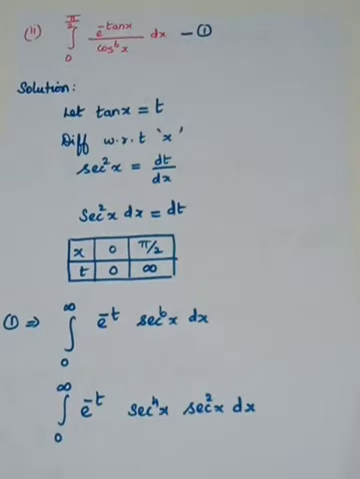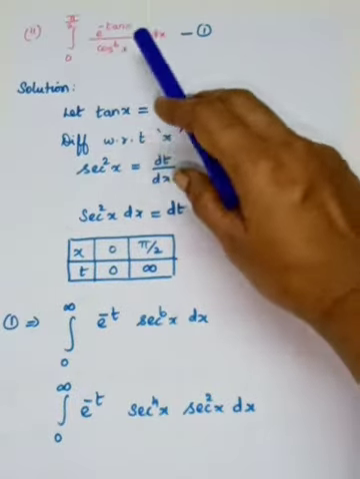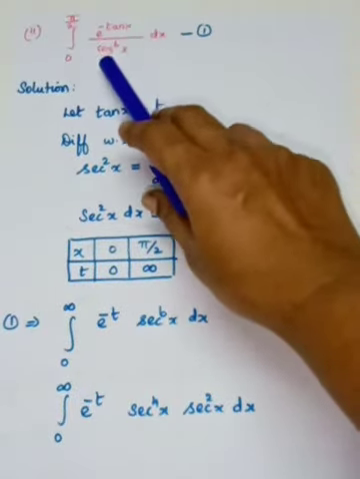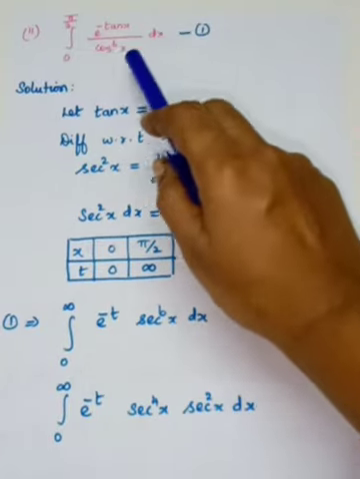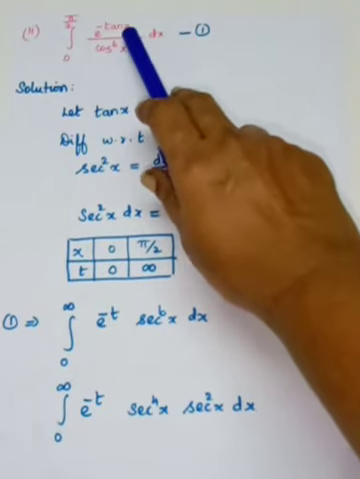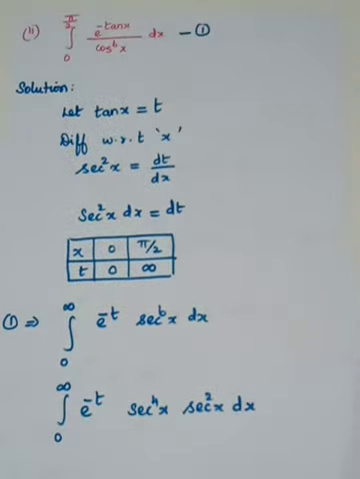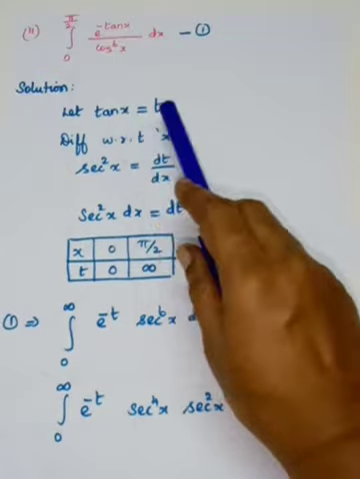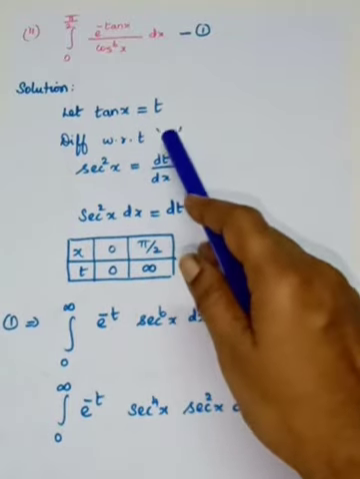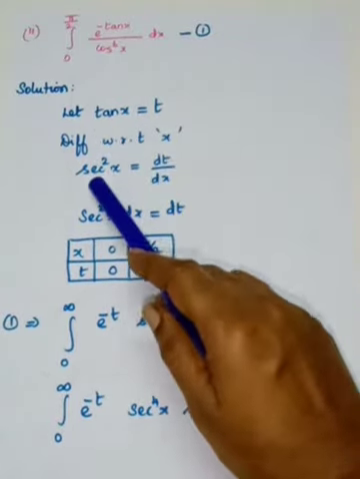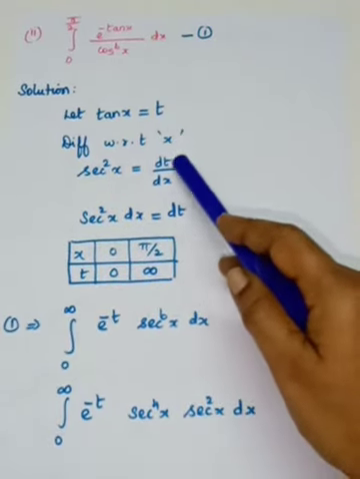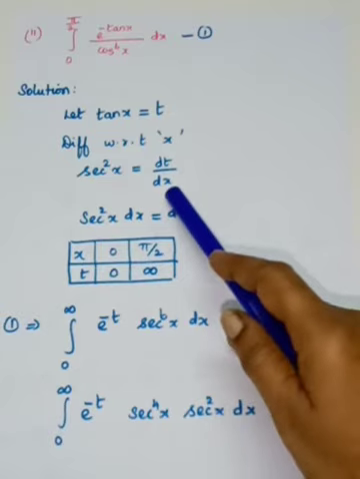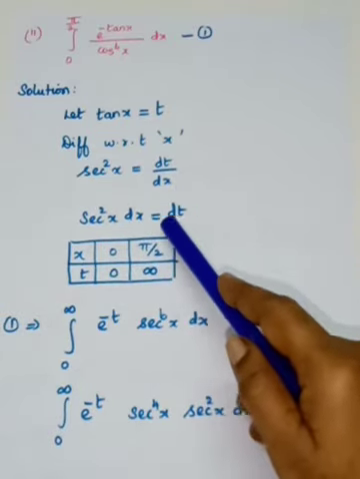So we'll move to the second subdivision. Integral 0 to pi by 2 e power minus tan x divided by cos power 6x into dx. So this has to be done by the method of substitution. First you have to take tan x is equal to t. Differentiate with respect to x. Tan x differentiation is secant squared x, and if you differentiate t with respect to x it is dt by dx. So secant squared x into dx is equal to dt.